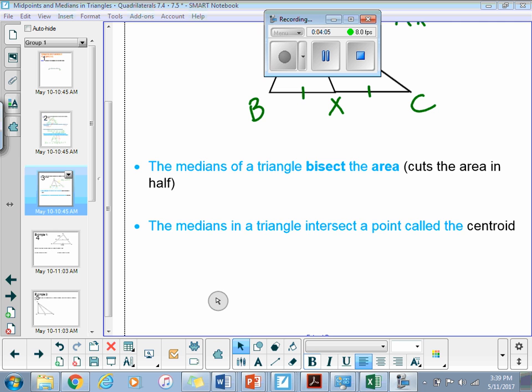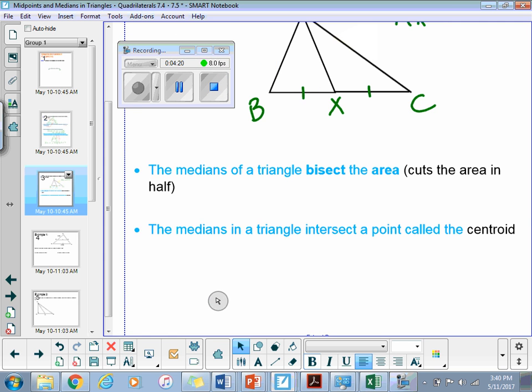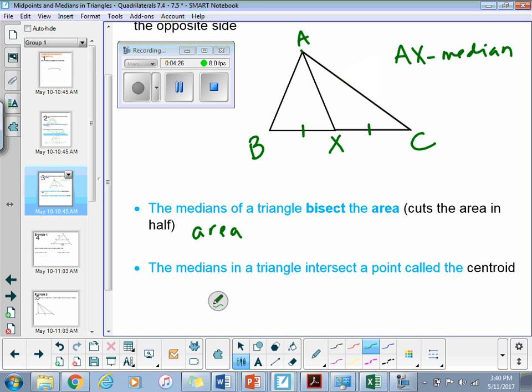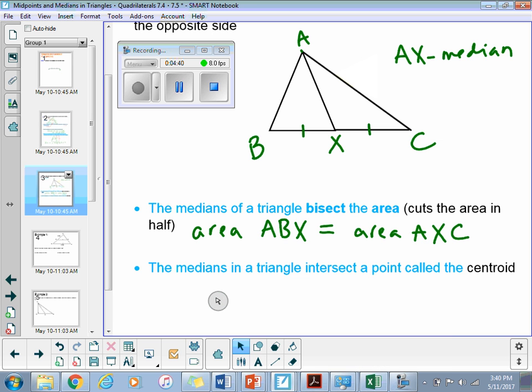So what the median does in the diagram above is that it cuts the area in half. So bisect in this situation means that it's going to cut by half. According to the diagram above, the area of triangle ABX is going to equal the area of triangle AXC, so that each triangle is half the area of the original larger one. If you would put them together, it would be the whole.